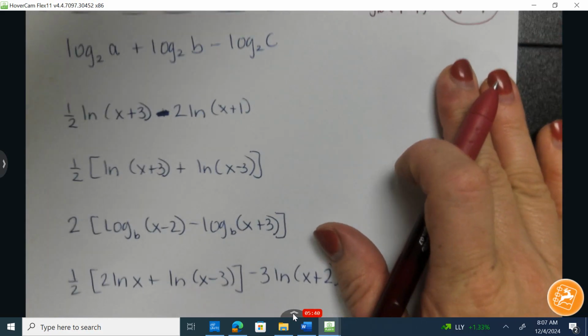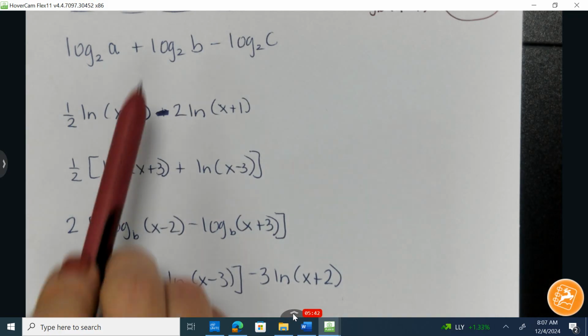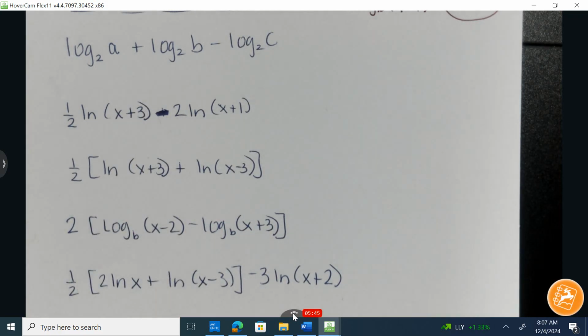Okay, I have 5 additional problems below. I'd like you to take a chance to attempt all of these, press pause, and then come back to see did you get the correct answers.